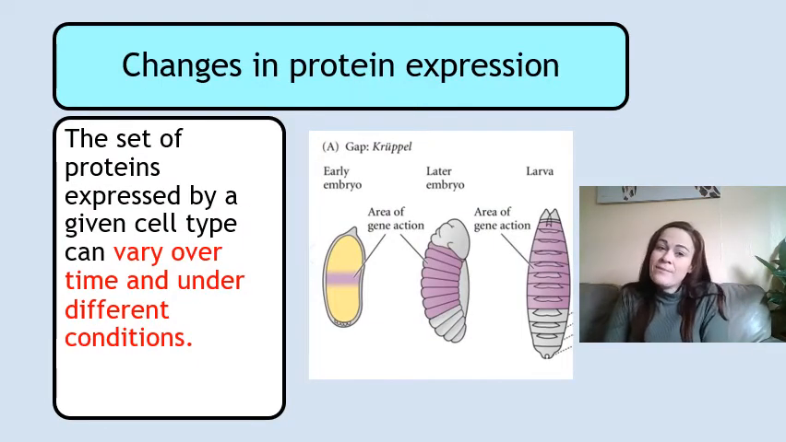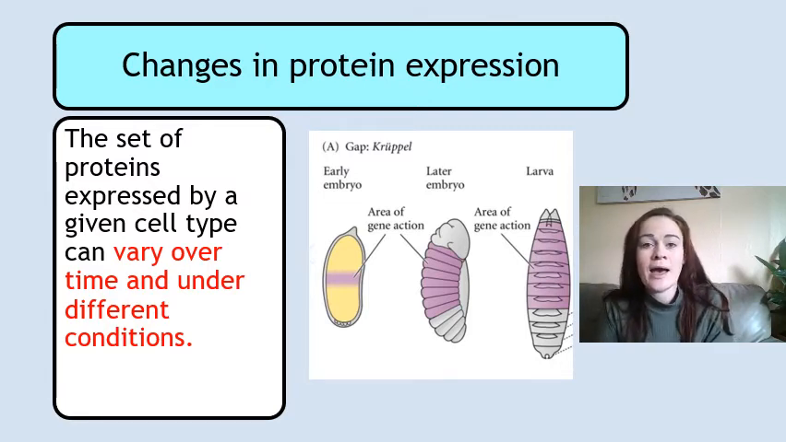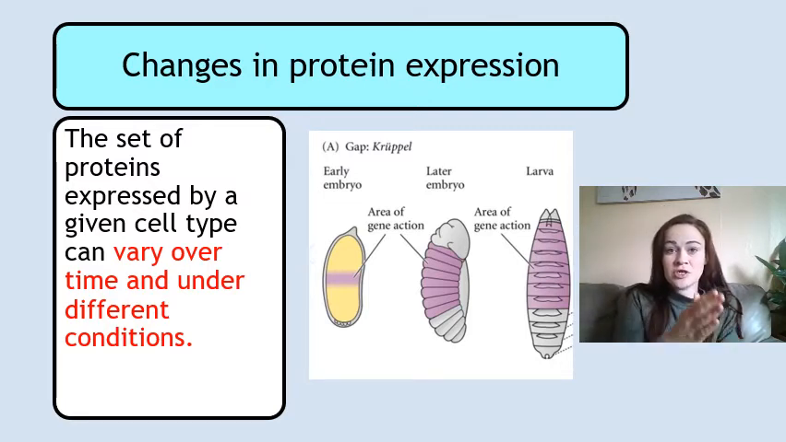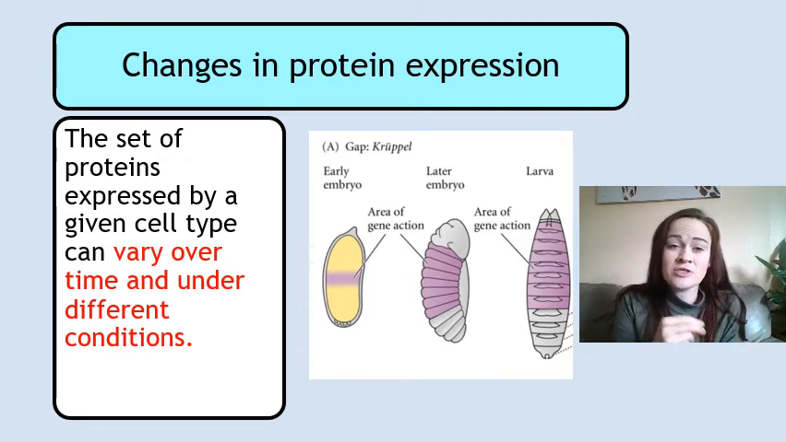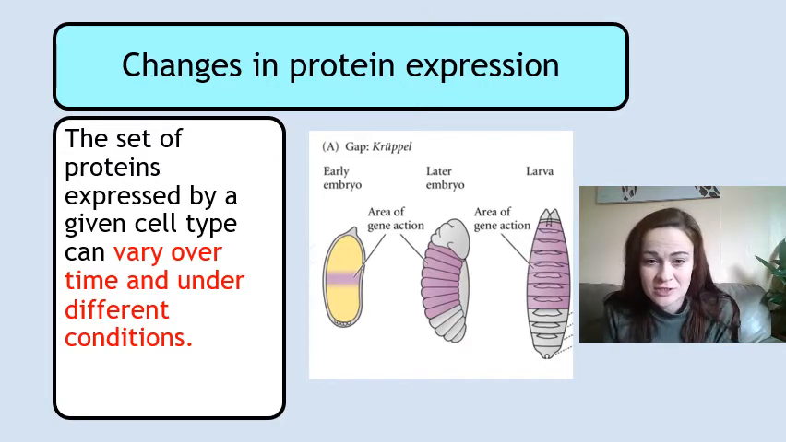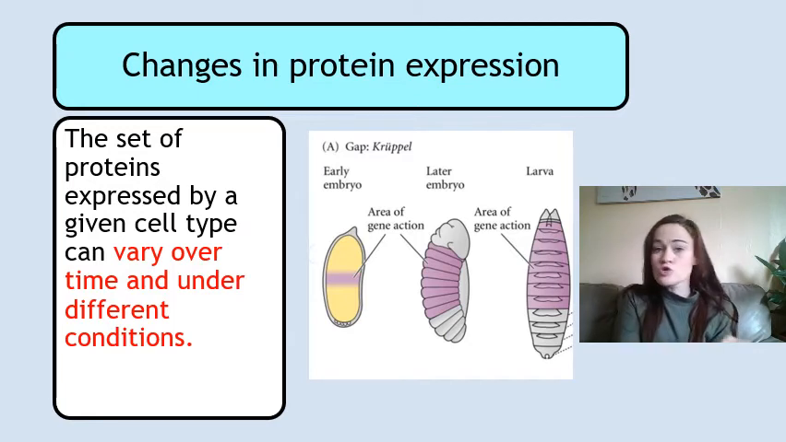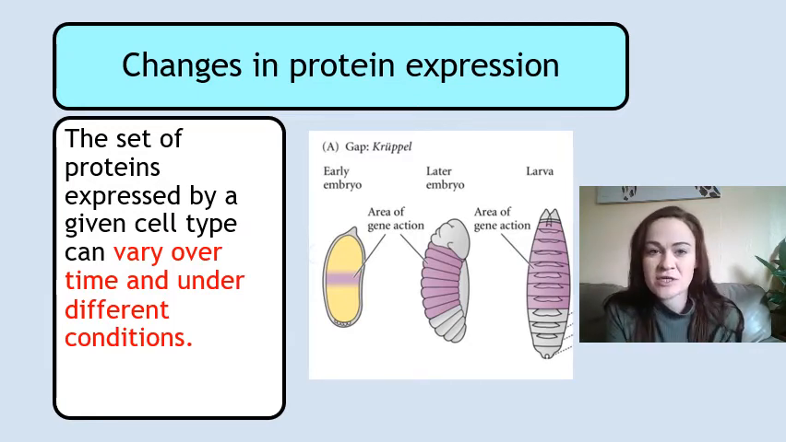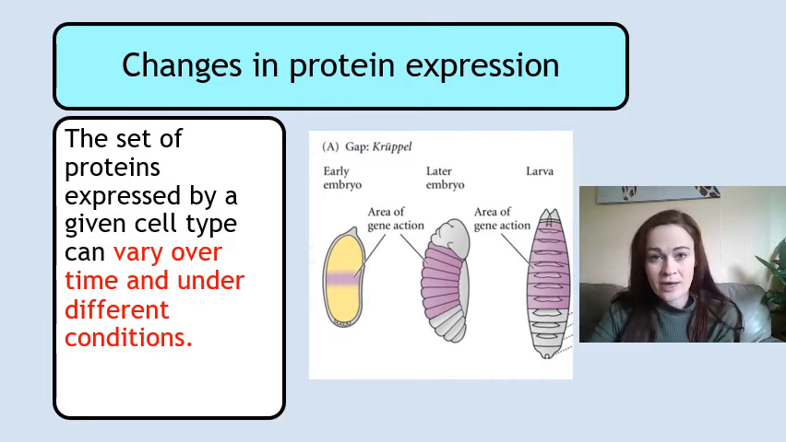Another thing that can happen with protein expression, not only do you have some genes producing a number of different proteins, it's also that protein expression changes over time and in different conditions. So when you are a baby, you do not have all your proteins being expressed. You've not got the same set of proteins being expressed in a baby as you do in an elderly man.